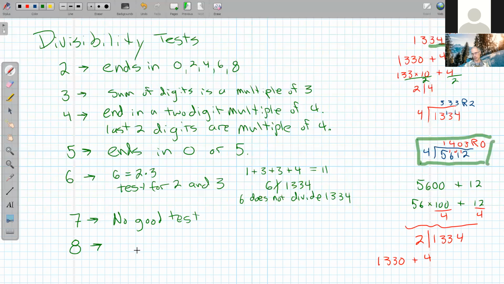Okay, so 8, the number formed by the last 3 digits has to be a multiple of 8, which in my case isn't too useful, but it's kind of like the 4 was the last 2 digits, 2 is just the last digit, 8 is the number formed by the last 3 digits. I am going to explain this one. Last 3 digits is a multiple of 8.